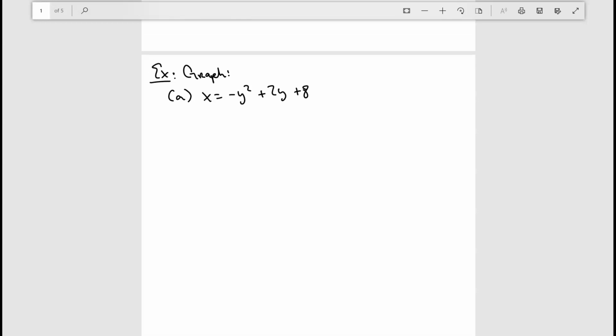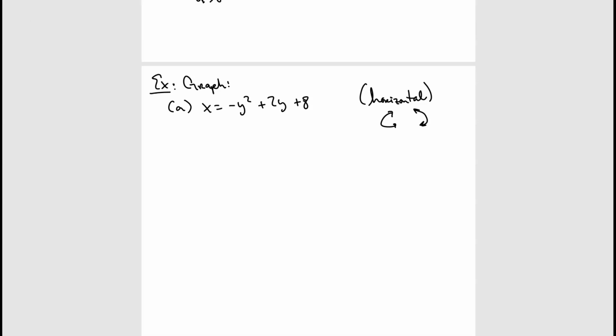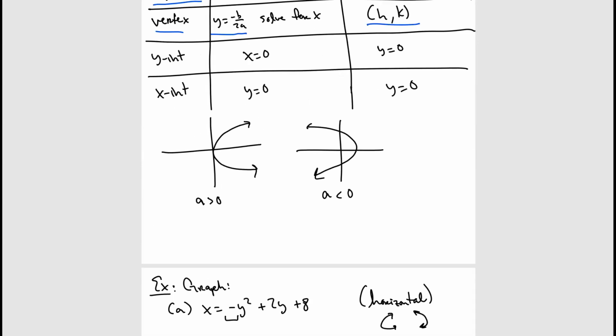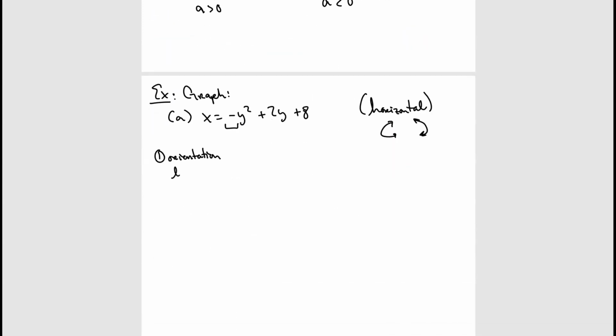Now this particular parabola, we know first it's going to be horizontal, because we have x equals now as a function of y. So it's going to either go like this, or it's going to go like this. So one of the first things to look at, let's start off with orientation. Our a value is negative, and whenever it's negative, we know that it has to go to the left. So we're going to have a parabola that moves to the left. It's going to look something like this.